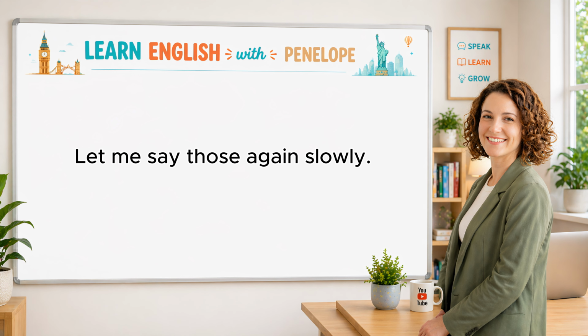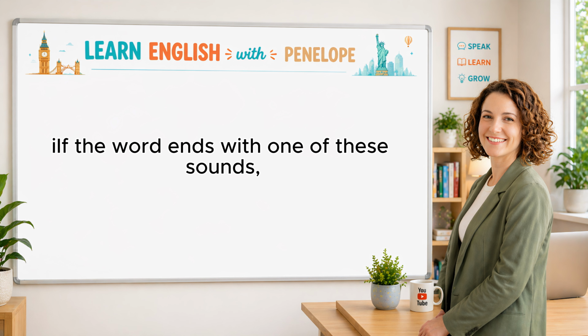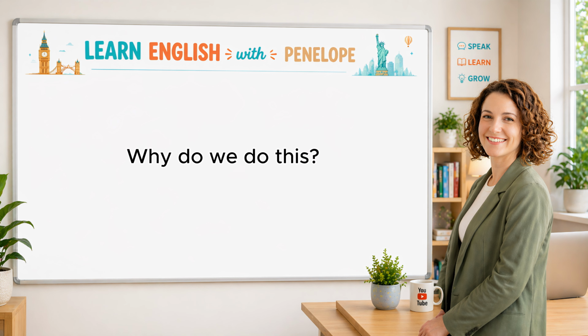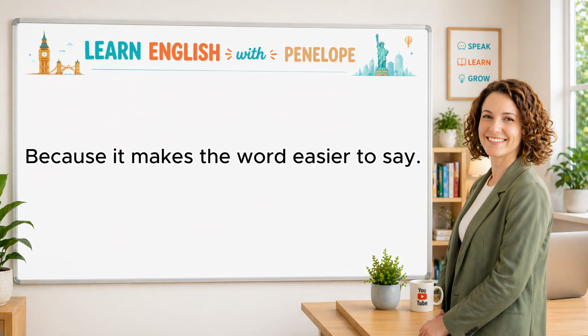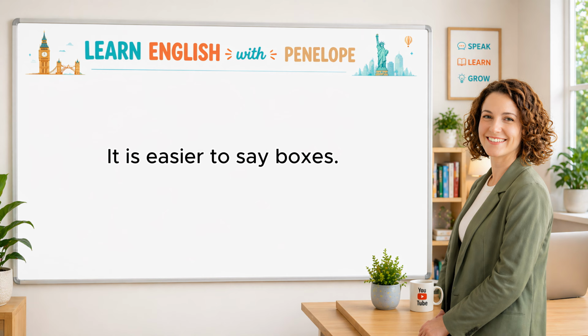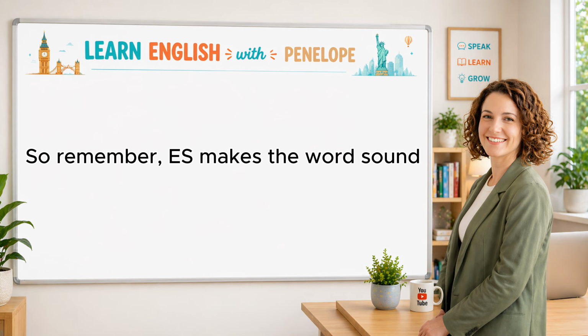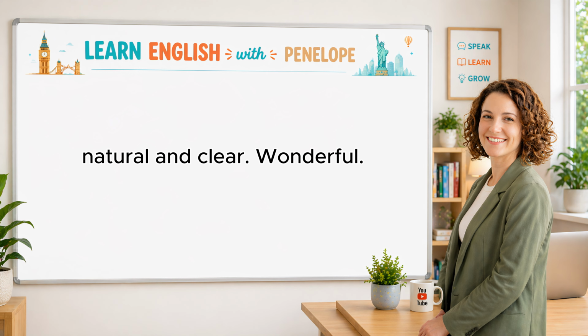Let me say those again slowly. S, X, Z, CH, SH. If the word ends with one of these sounds, add ES. Why do we do this? Because it makes the word easier to say. Try to say box. That is hard to say, right? It is easier to say boxes. The ES helps your mouth say the word comfortably. So remember, ES makes the word sound natural and clear.